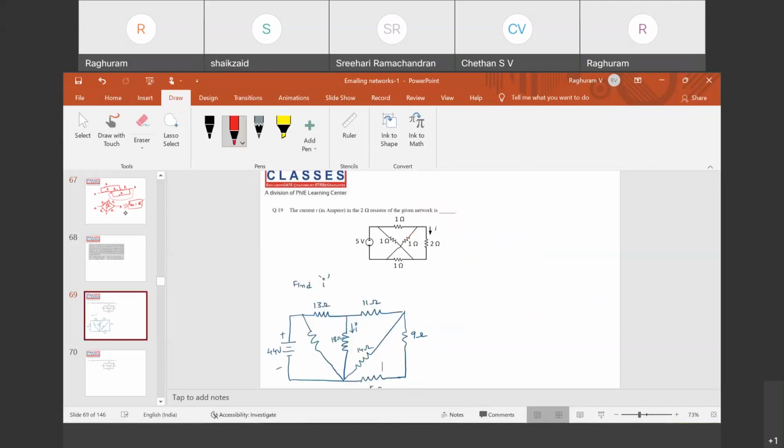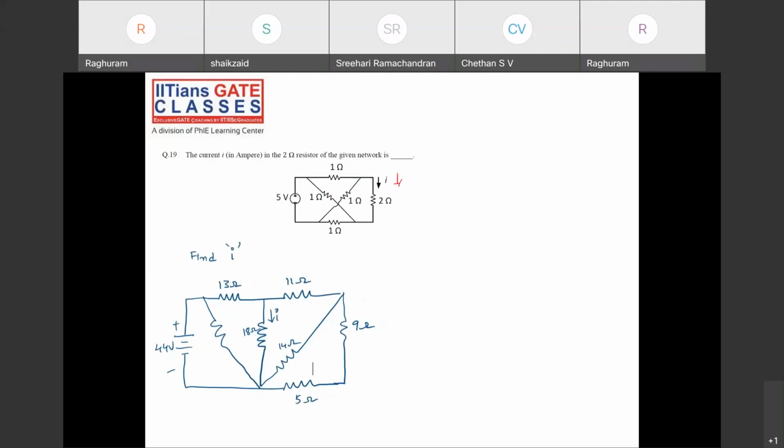Okay, sir. Yeah, the current I in the 2 ohm resistor. Find the current I in the 2 ohm resistor. In the following circuit, find the current I in the 2 ohm resistor. Two circuits, one is this and the other one is this. Find current I here, find current I here.